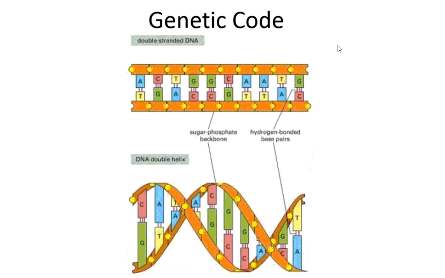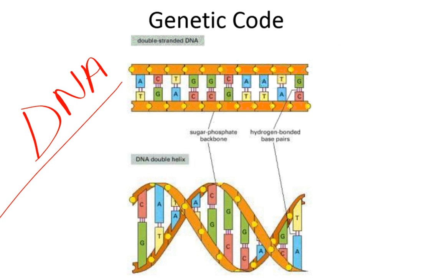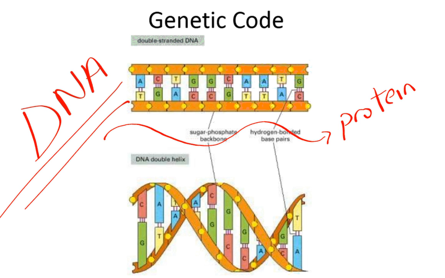Number 3, all living things have a genetic code. That genetic code is DNA. Now, one of the things I want to drill into your head by the end of the year is that DNA is a code, and DNA codes for proteins. All right, if you don't learn anything else this year, DNA codes for proteins.